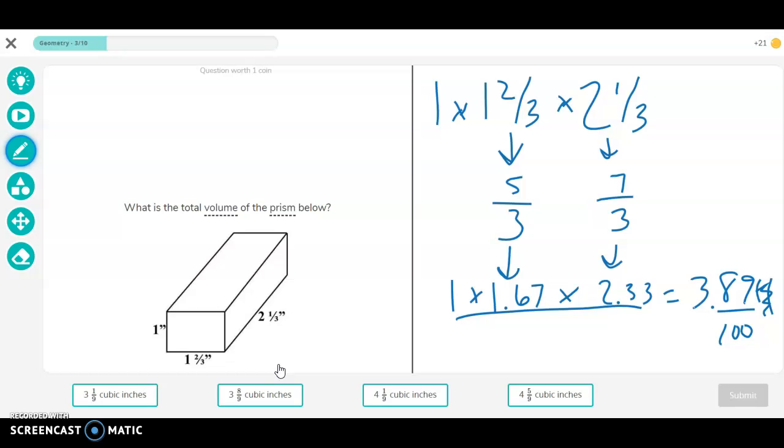I know the decimals aren't exactly the same, but that is because we took this 1.67 and 2.33. These numbers actually go on forever, but instead we kind of cut them off, and this is going to be the closest we get. So same thing here, we're going to have to cut it off, and this is going to be your answer.